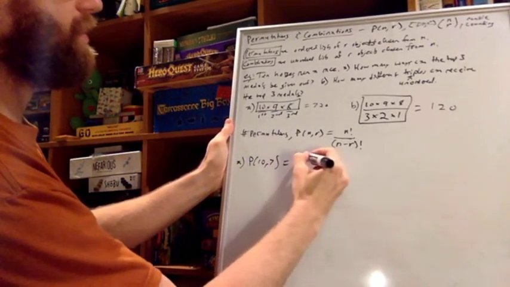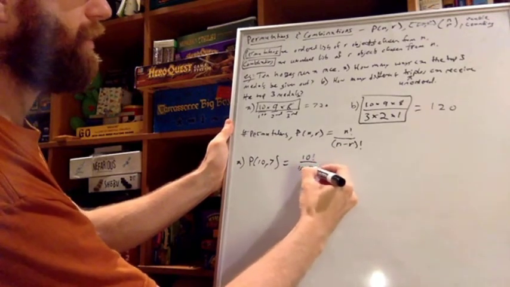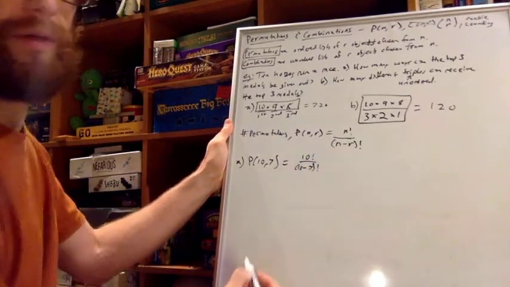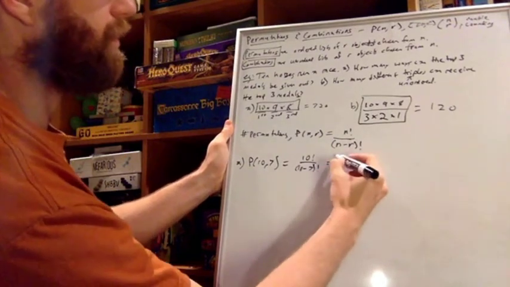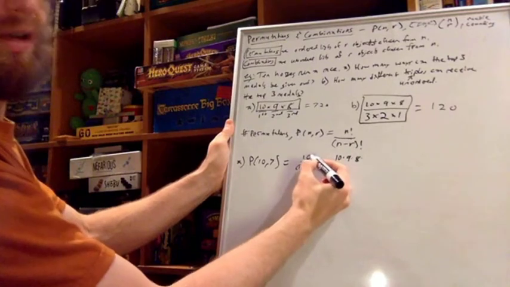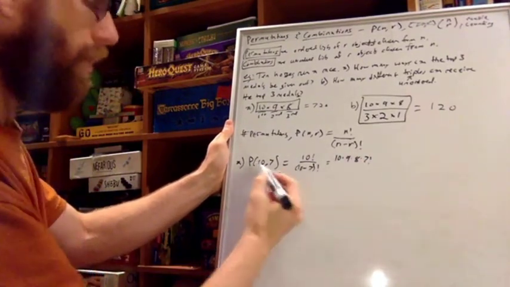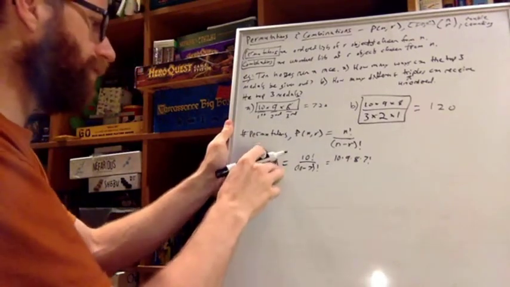P10(7). This is 10 factorial over 10 minus 7 factorial. That is, 10 times 9 times 8 times 7 factorial, going all the way down. Oh dear, I've got a typo here.